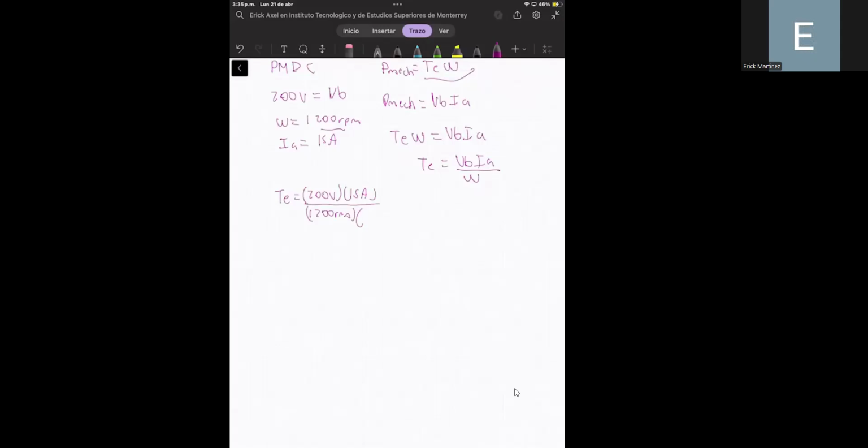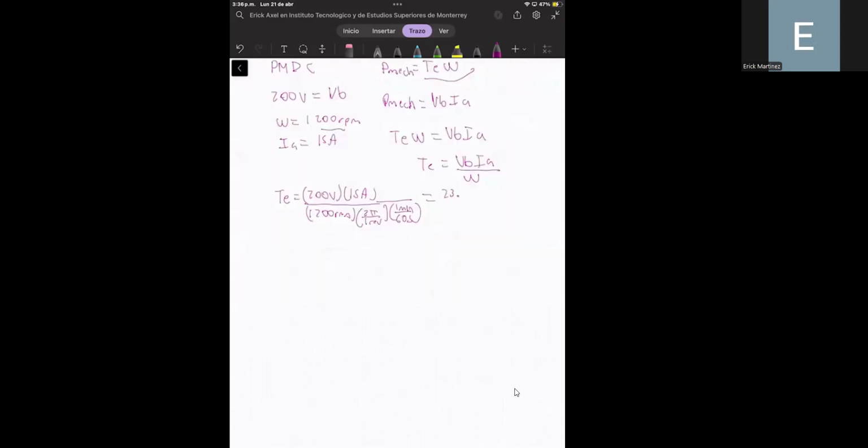So we know that 2 pi is equivalent to 1 revolution, and that 1 minute is equivalent to 60 seconds. We can use these conversions in order to convert these revolutions per minute velocity into radians per second. And with this information, we can compute the electromagnetic torque.